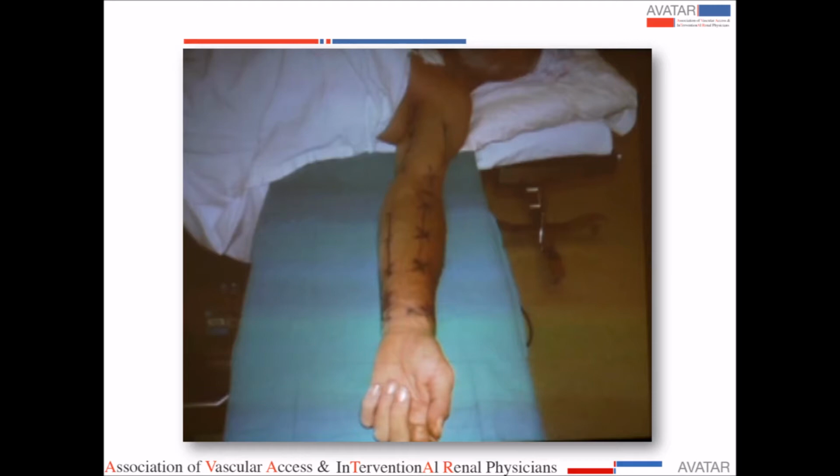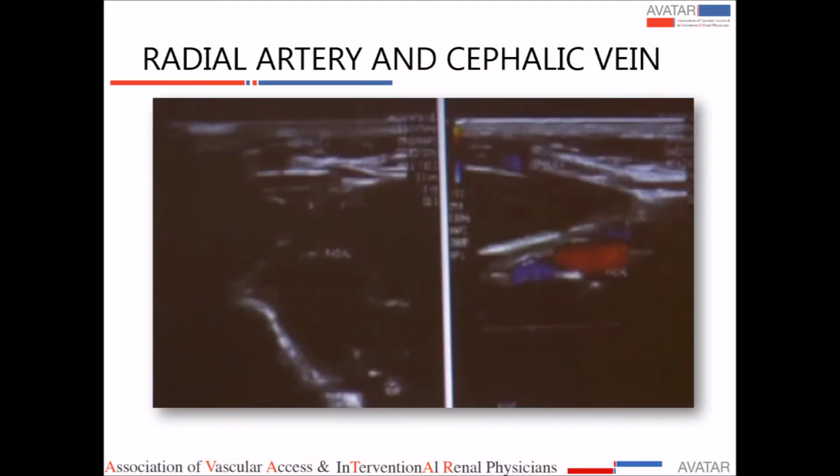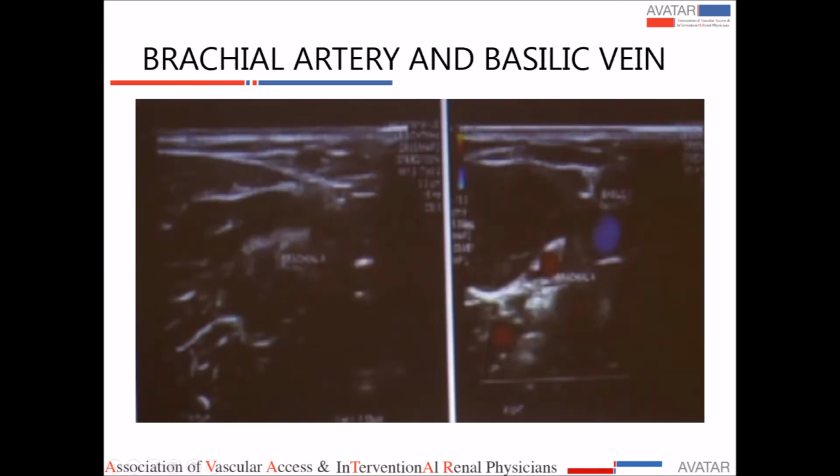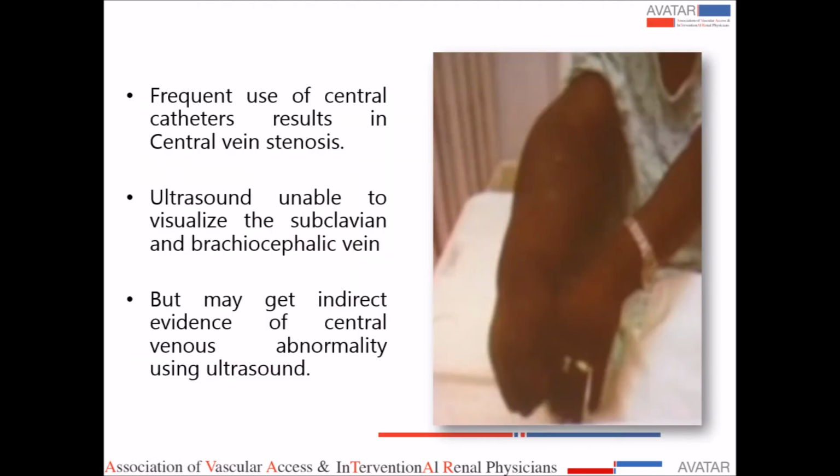So again, this is a vein mapping of actually one of my residents. You can see the cephalic vein and the radial artery, and you can see the flow through that. This is where you would make the anastomosis, not where you see the cephalic vein up there, but where it's closer to the artery. So sometimes you have to proximalize your anastomosis. And similarly here, you have the brachial artery and the basilic vein in the upper arm. The one disadvantage of the ultrasound is that if a patient has had previous catheters, you can't really look at your central veins.